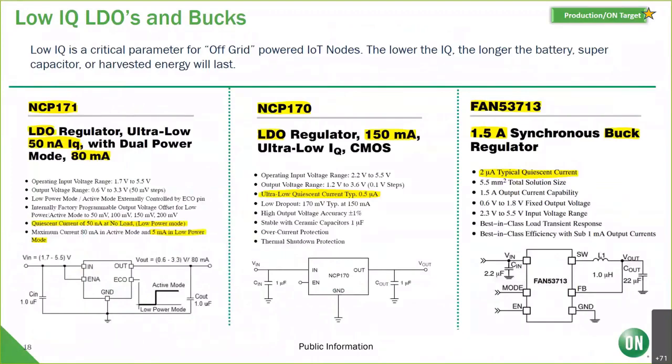So for low IQ LDOs and bucks for off-grid, we have the NCP171 and the NCP170 LDOs, followed by the FAN53713 buck. This first LDO, the 171, delivers 80 milliamps in mission mode, but if the load is 5 milliamps or lower, it only consumes on its own 50 nanoamps of IQ, which is basically ground current. So think about that.